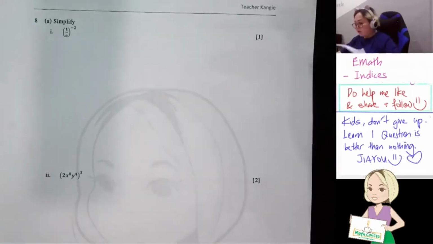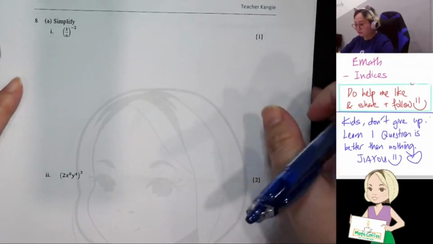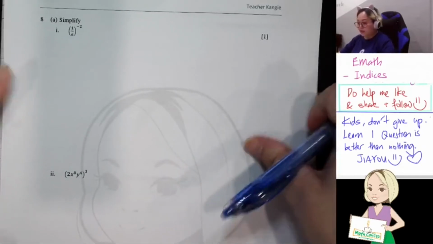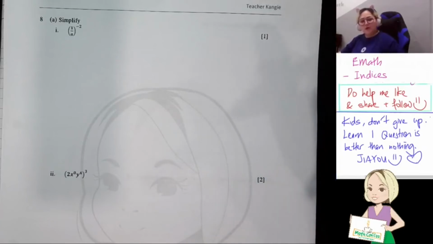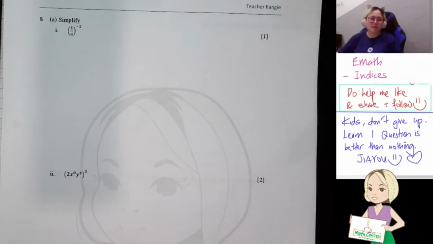Okay, let's move on. Question 8. I think I did this previously. I also did indices live before, so you can always go to my TikTok or my YouTube channel. There are a lot of past TikTok lives that I did.